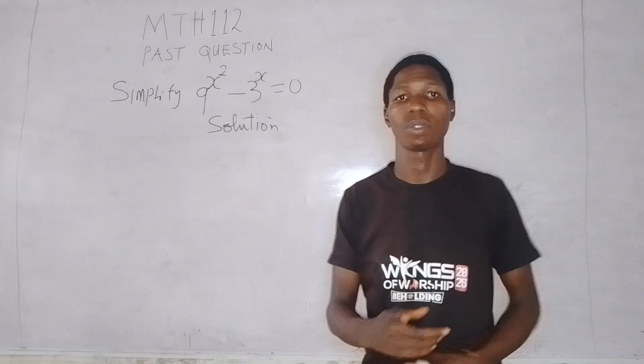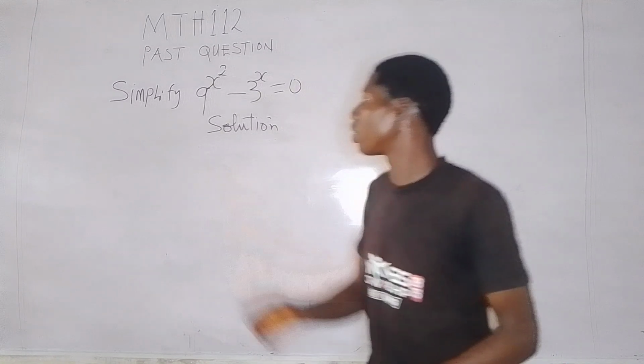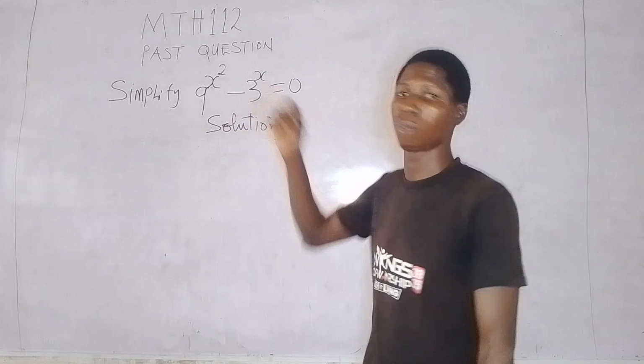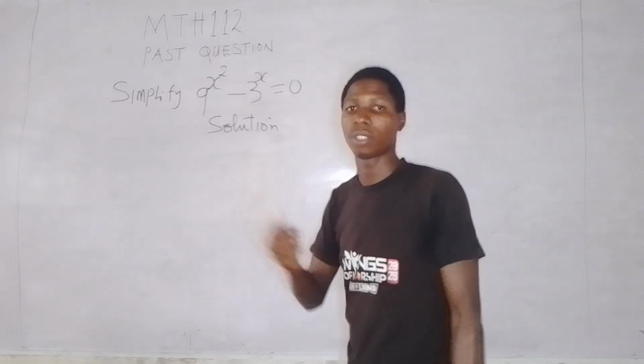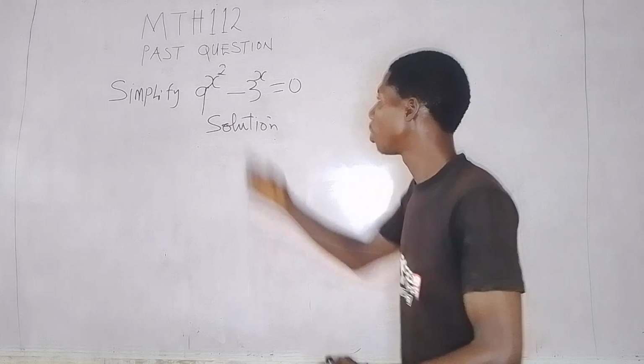Today we are going to solve this question. And the solution says, this is the past question. And the question says, simplify 9 raised to x squared minus 3 raised to x, everything equal to 0. This question is under indices. How do you solve this question? This is our question.